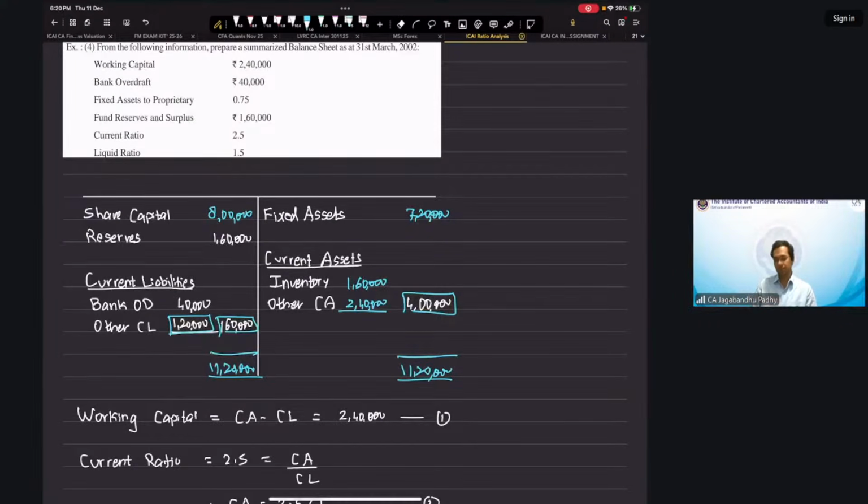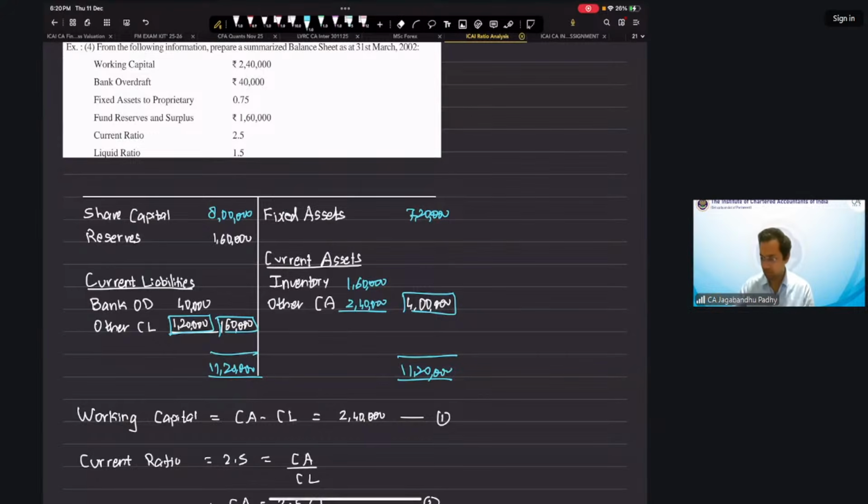So balance sheet tallies at 11,20,000. Correct, guys? Okay, fine. So balance sheet tallies at 11 lakh 20,000, guys. Perfect. So that's question number 4.